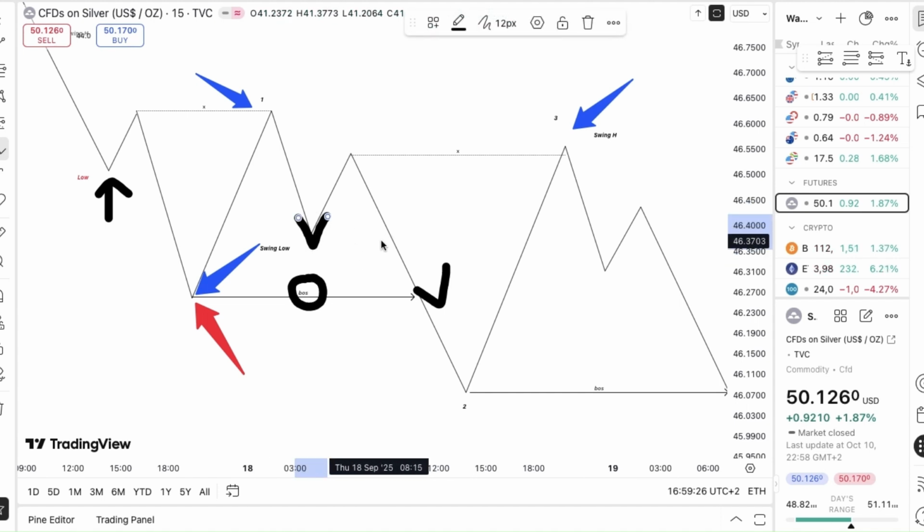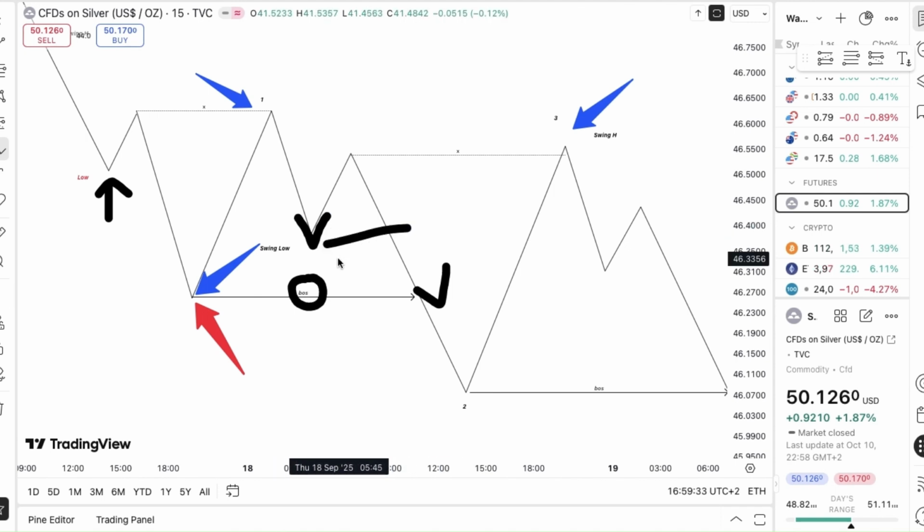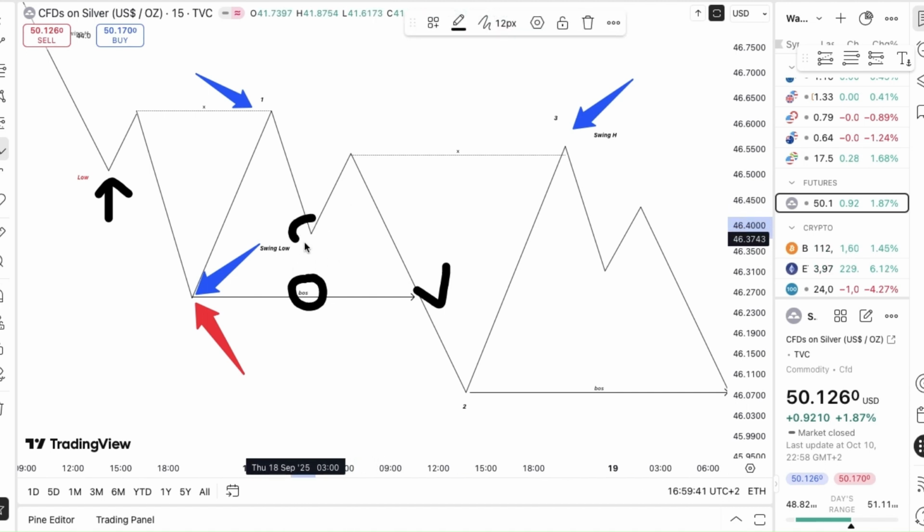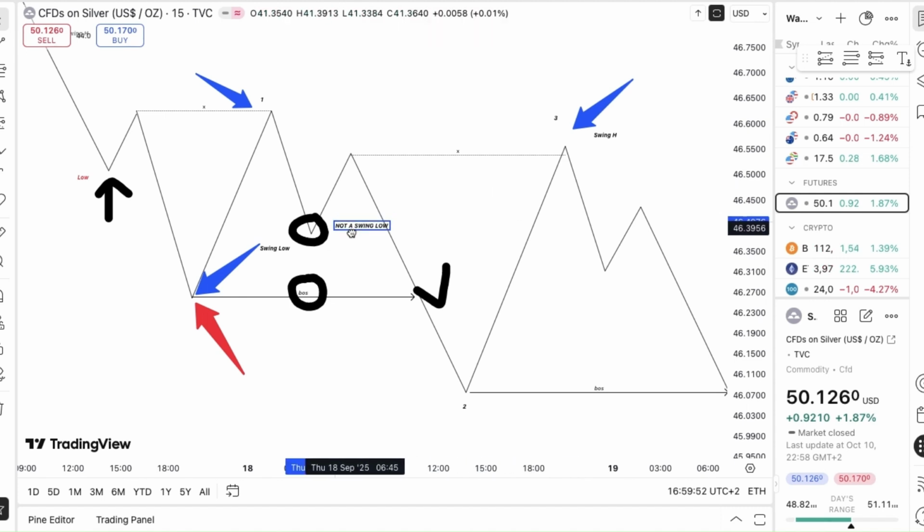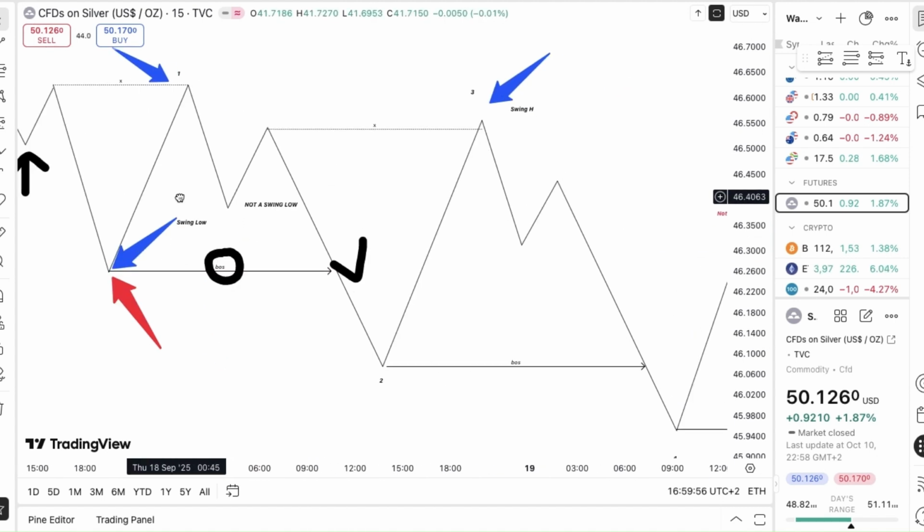So this low that we took out here was not a swing low, right? Remember, this low was not a swing low. I can actually write it here: not a swing low. Therefore, if it's not a swing low, we don't have a breakout structure. So now let's continue with our trade.